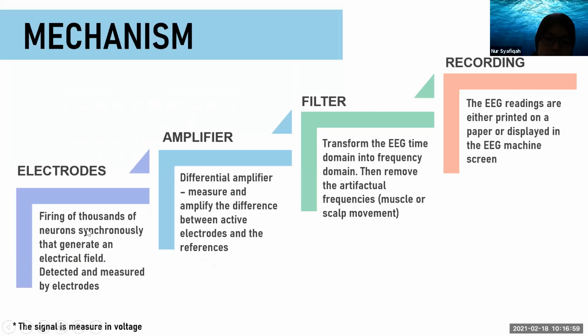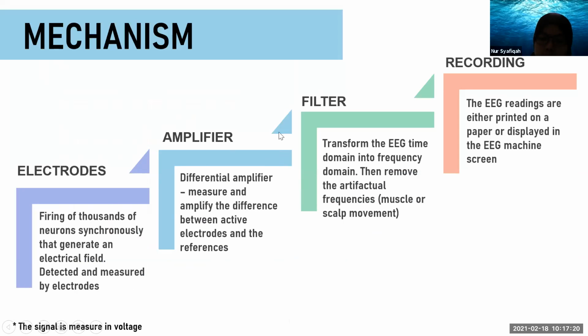Moving on to the mechanism of EEG. There is synchronous firing of thousands of neurons that generates an electrical field. This will then be detected and measured by the electrodes. The signal is then passed through the amplifier, where the differential amplifier measures and amplifies the difference between the active electrodes and the reference electrode.